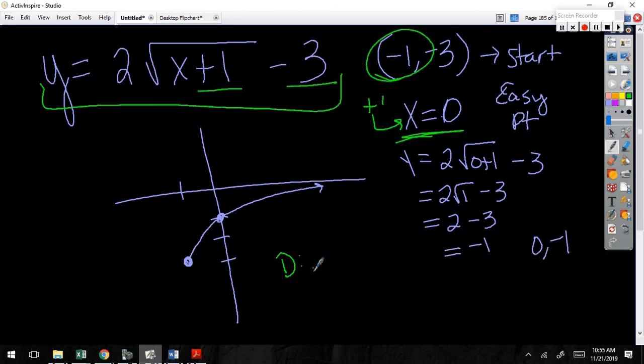What's the domain? -1 with a bracket. Why am I putting a bracket? That's where it starts. How about the range? -3 to infinity. Why is that the inverse? Right now, we're just graphing it. In general, a square root graph is the inverse of a quadratic graph.